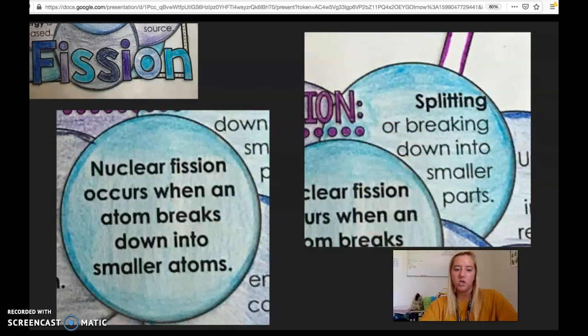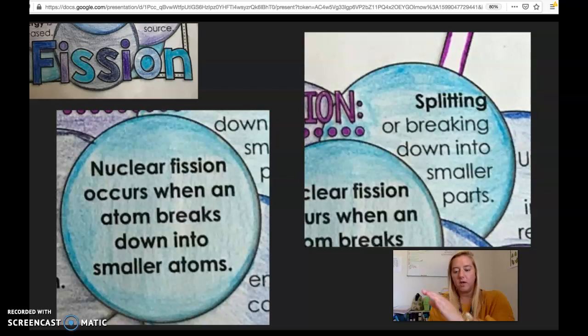Moving on to nuclear fission. Nuclear fission occurs when atoms break down into smaller atoms. With fusion, we were taking two small atoms and combining them. With fission, we're taking one large atom and splitting it in two. Both change the shape and the element, but they also both release a huge amount of energy.